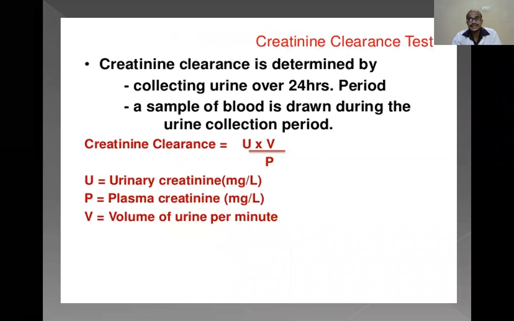So coming to the creatinine clearance, it is determined by collecting urine over 24 hours. A sample of blood is drawn during the urine collection period, and creatinine clearance is estimated with the same formula, U × V / P. So there can be urea clearance, or there can be the inulin clearance. Different types of clearance are there. So all these are renal clearance tests which are useful in assessing the glomerular function of the kidney.